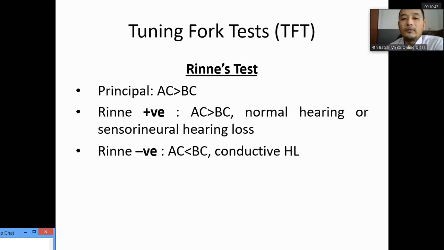Rinne's positive is normal hearing or sensorineural hearing loss. Rinne's positive is air conduction more than bone conduction. Rinne's negative is air conduction less than bone conduction, which is abnormal. It happens in conductive hearing loss.